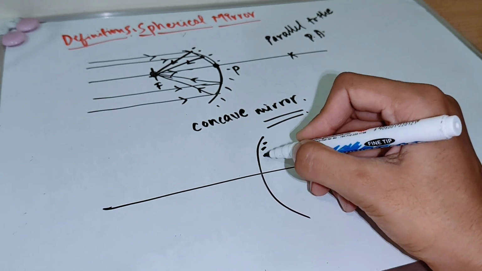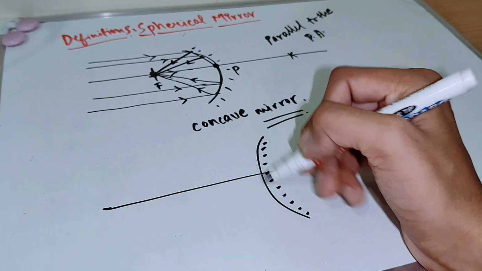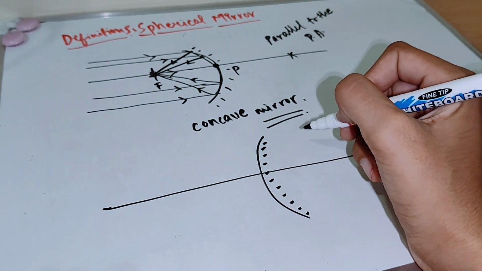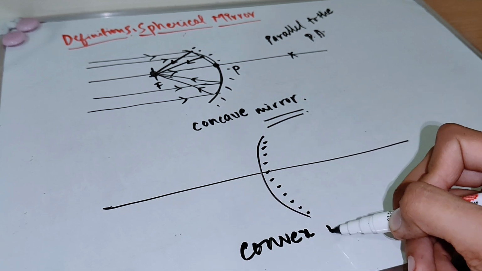Now let me explain it with a convex mirror. So here I have done polishing and now this outer surface of the curvature is the reflecting surface, which means that this is a convex mirror.